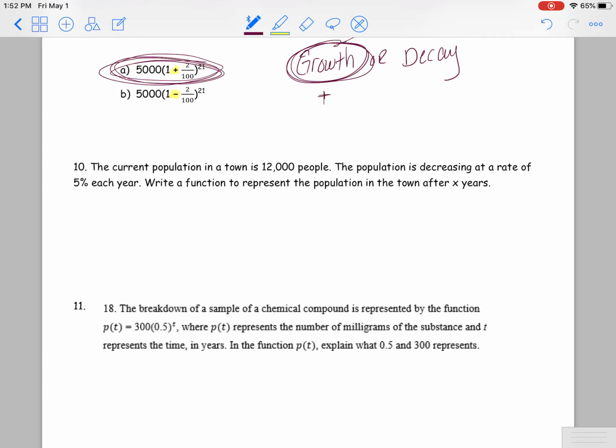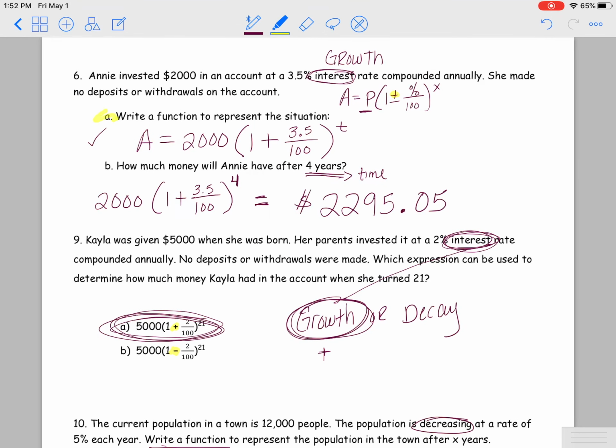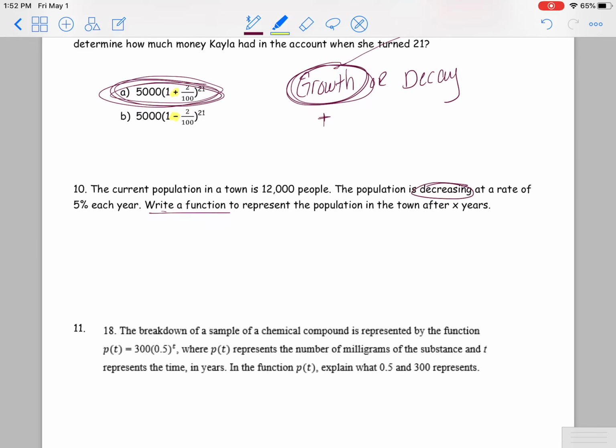Question 10. The current population in a town is 12,000 people. The population is decreasing, so that's really important, at a rate of 5% each year. Write a function to represent the population in the town after X years. Sounds an awful lot like this part right here. This type of question. Well, it looks like we just had to write an equation. All right, so because we're decreasing, I should be writing an equation that has the subtraction sign. So now I just need to fill it in.